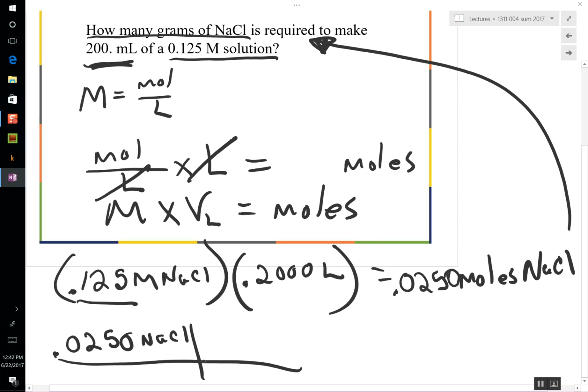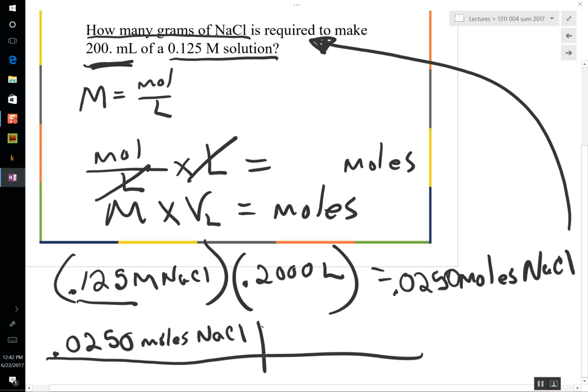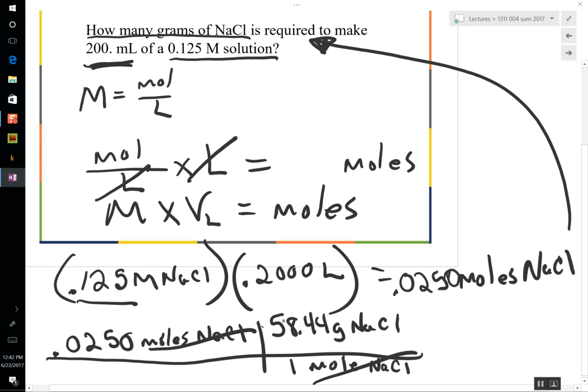Oh, let's see here. I need moles. I need my units here. Moles of sodium chloride times 58.44 grams of sodium chloride per mole. We got it right on the board, I think. And now, does that give me my answer? Yes.